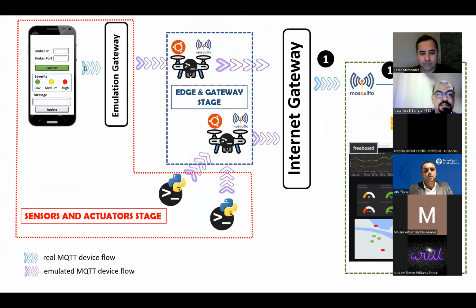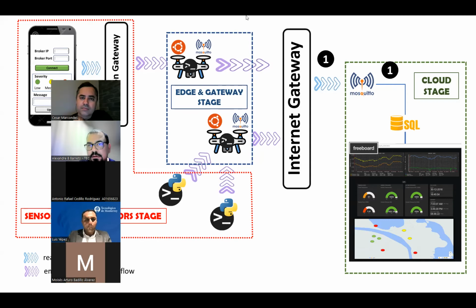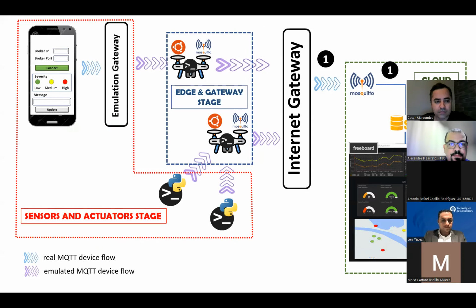Okay, you have the client, the real client, connected with the emulation gateway, and you have drones, the Python code that is emulating the real device inside, sending data to the Mosquitto. This node here represents an emulated client.